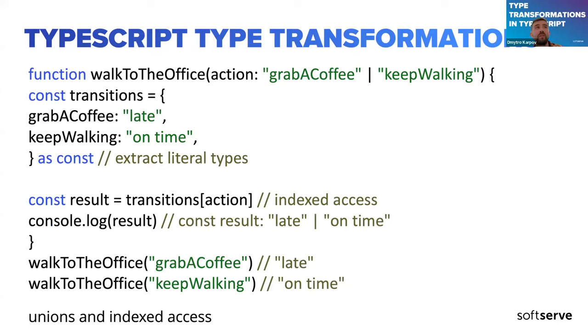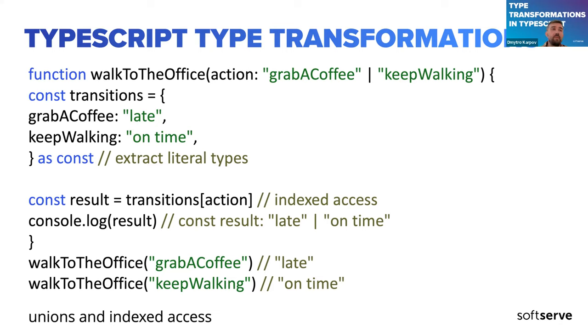So the real world example is next. We basically have the function walk to the office, and this function can take one parameter, an action, which is a union of grab a coffee or keep walking, like skip the coffee. And we have some transitions. We might be late or on time for work, for the meetings. And yeah, we extract exact literal types from the transition.